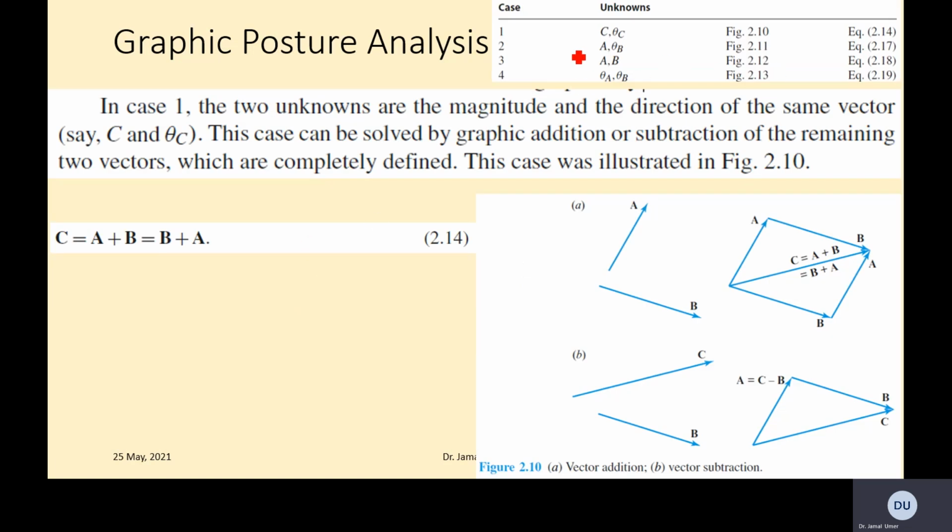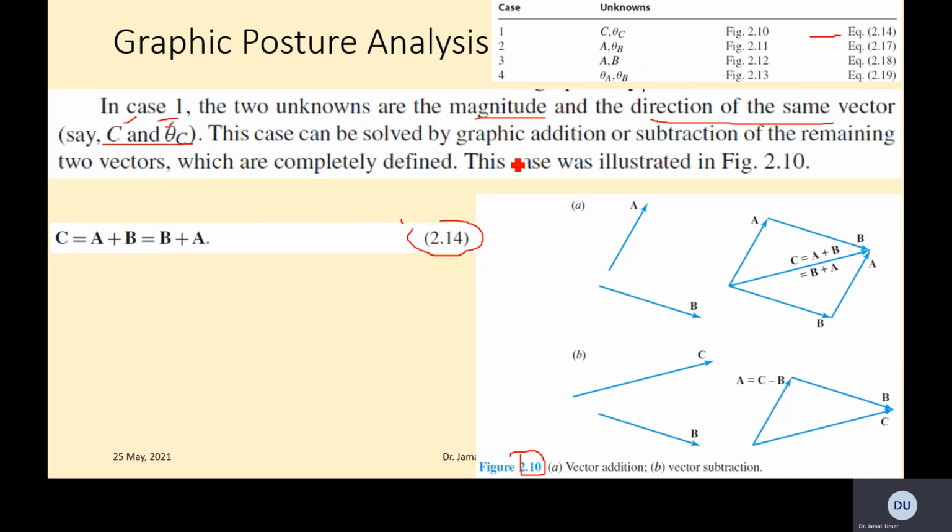So the very first case, when we have C and theta C which are unknown, we can use equation 2.14 and figure 2.10. So this is the relevance here. Equation 2.14, which is this one, and then we have figure 2.10. So in case 1, the two unknowns are the magnitude and direction of the same vector. So C and theta C are the direction as well as the magnitude of the same vector C. So C is the magnitude and theta C is the direction.